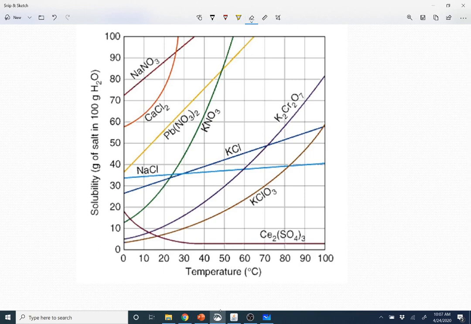So that's solubility in a nutshell. I hope that helped.